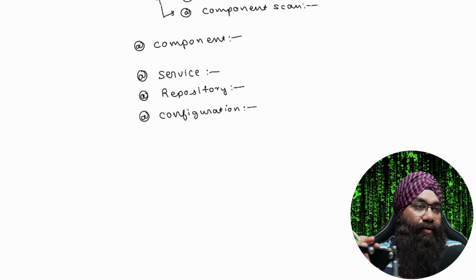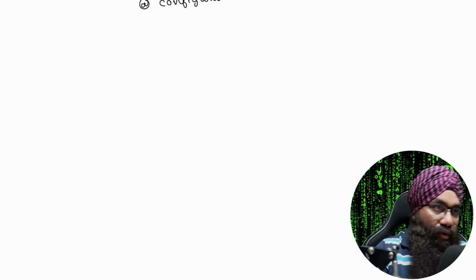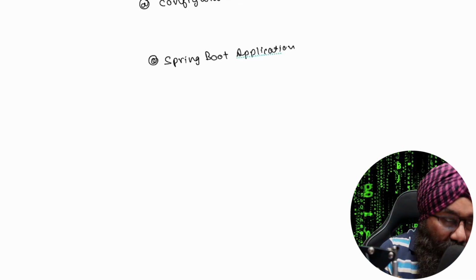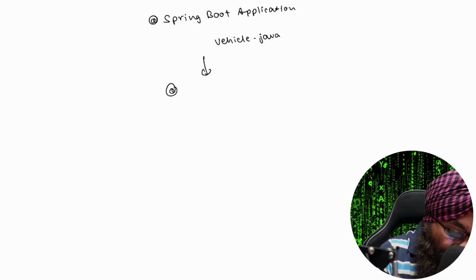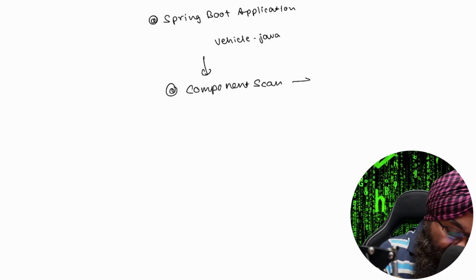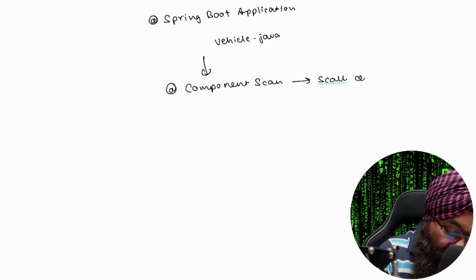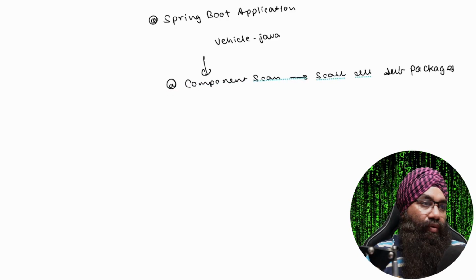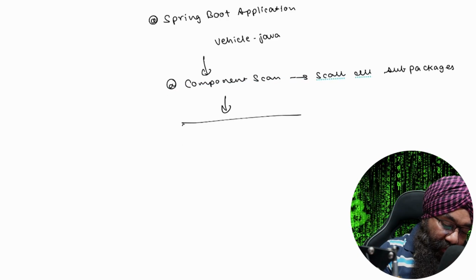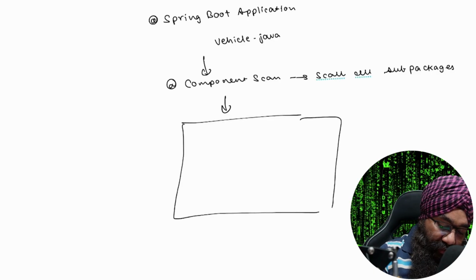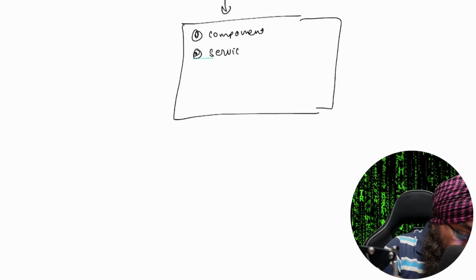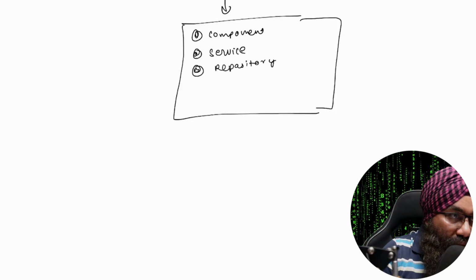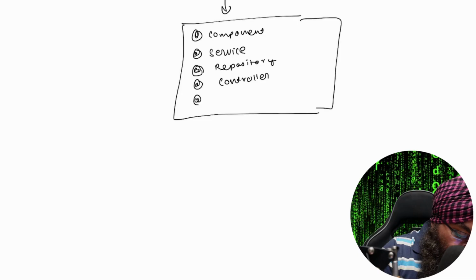be configured here. Okay, so whenever you run a Spring Boot application, in case it is Vehicle.java, it will first do a component scan. Okay, so it will scan all the packages. Okay, so when it scans, it will search for classes with these annotations: component, service, repository. There is one more, controller and configuration.